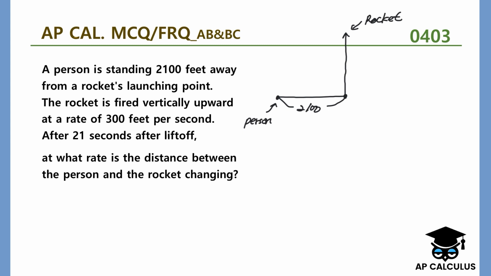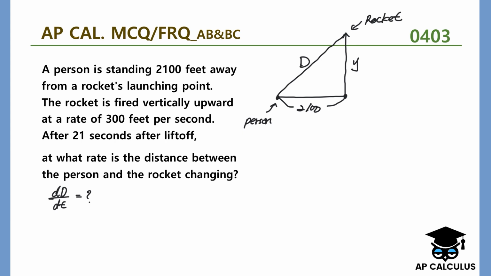So I'm gonna write variable y here, and as the rocket moves up, the distance changes, right? So this must be variable. Let's say the distance d. So far so good? Okay, the question is, at what rate is the distance between the person and the rocket changing? So we have to find dd over dt. That's the question, right?